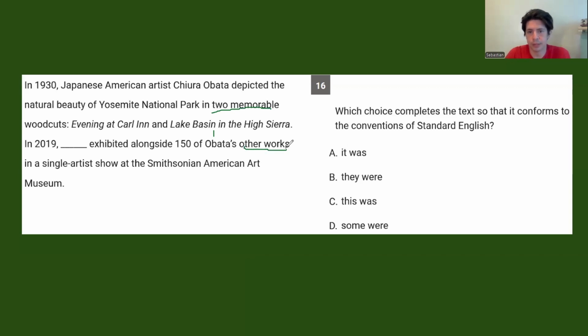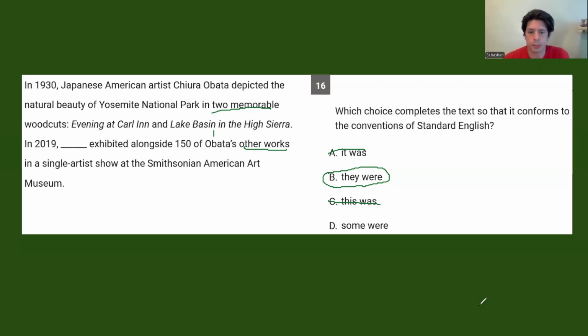So it's going to be some were, no, because we know exactly which ones they're talking about here. They're talking about they. The Evening at Lake Basin, Lake Basin in High Sierra, and the other. So those two go together and it's they were, right? It wasn't it was because it's plural, not singular. Same with C, and then some doesn't work because we know which ones they're talking about. Great. So that is for this one.